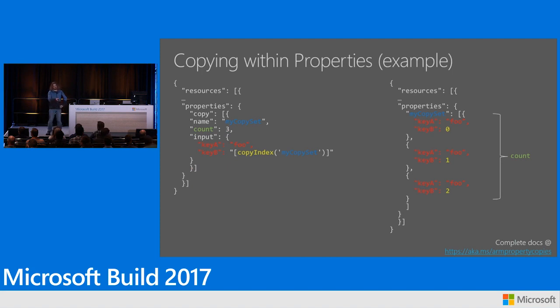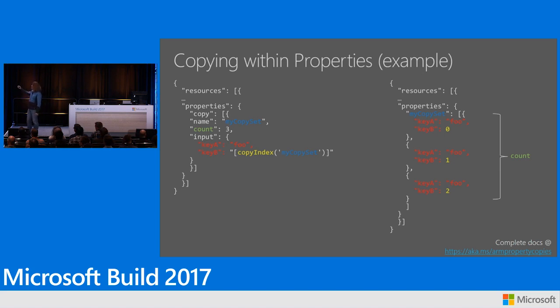So we'll take a count of 3. We'll give the copy set a name of my copy set, and then you'll provide us with an input. We have 2 types of inputs here. The first line, key A, is a static input that'll just be cloned over and over again as is. Key B is actually dynamically using the copy index, which explicitly points back to the name of the copy set.